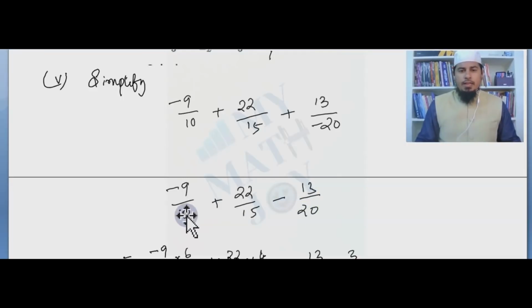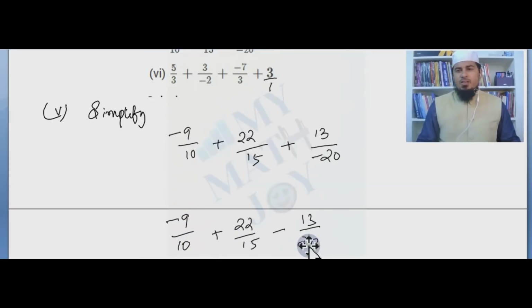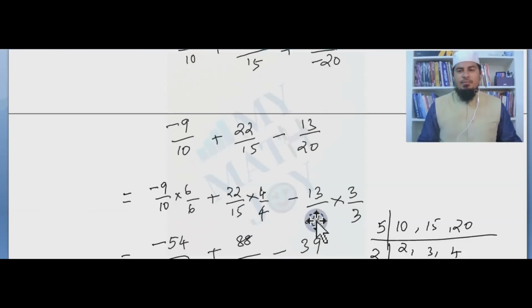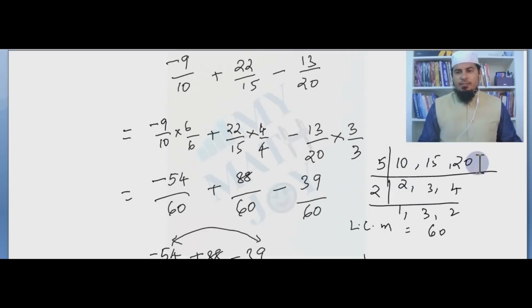Okay, so actually what happens here, the denominators are not the same, so we cannot add and subtract the rational numbers or fractions. So what we need to do, let us take the LCM and make each and every denominator the same. When the denominators are not the same, we have to make them the same. So we are going to make the denominator the same right now. So we must take the LCM of 10, 15, 20. So we got the LCM as 60. Then we have to make each and every denominator 60.